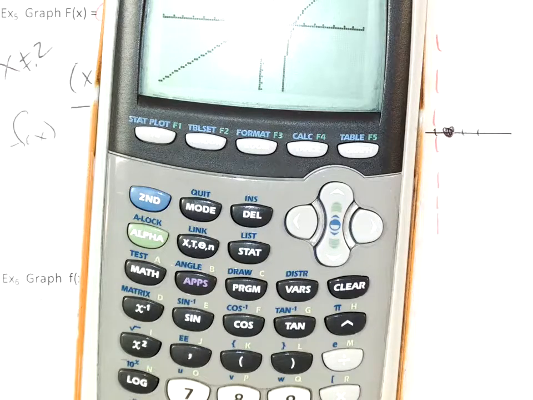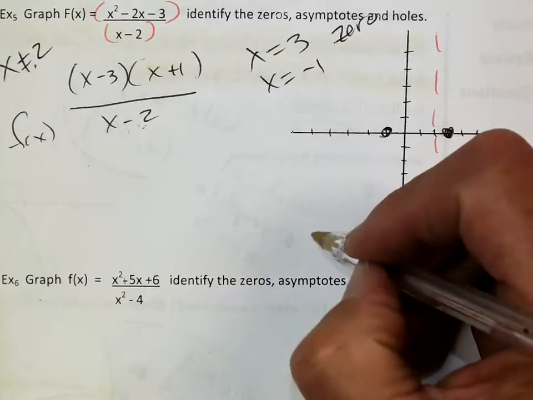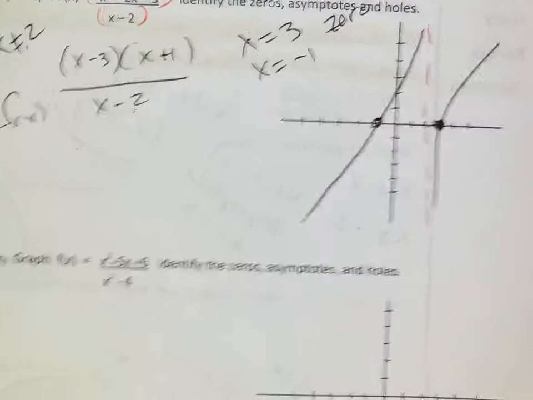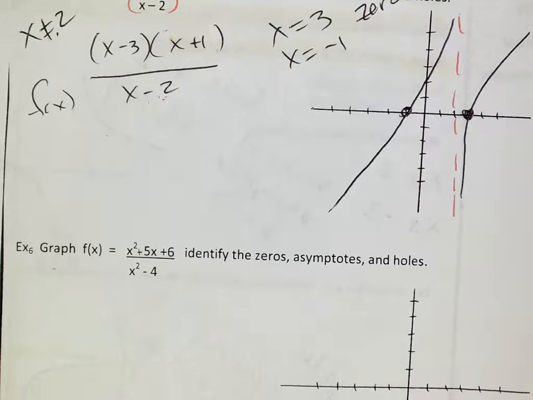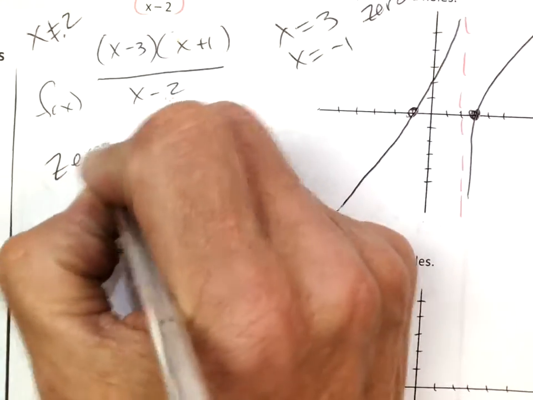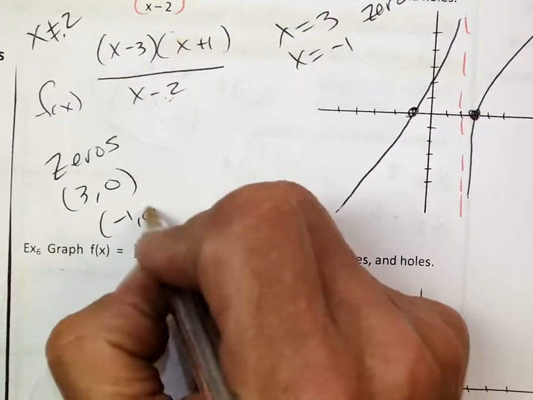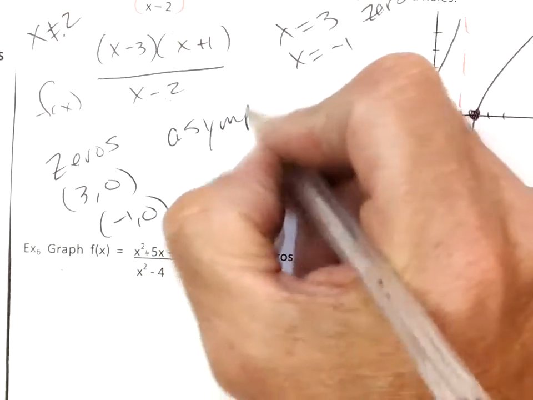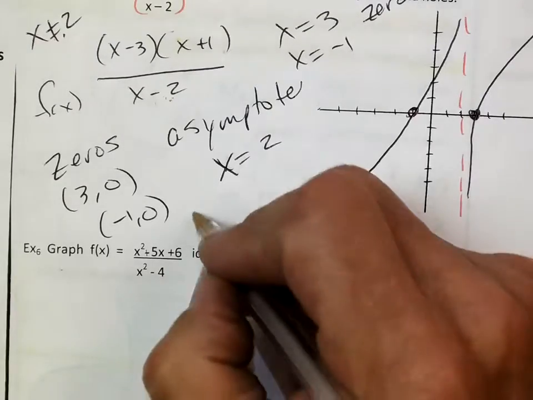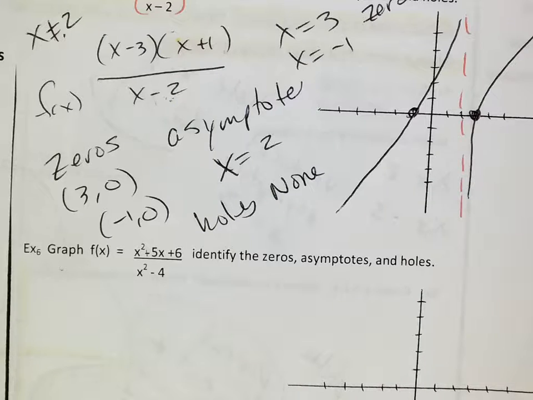So we've got a picture of it. And guess what? It's going to go through. It does go through here, doesn't it? And it goes through here. And there's my graph. So, identify the zeros. That's easy. The zeros are at (3, 0) and (-1, 0). My asymptote is at x equals 2, right? And the holes? None. There are no holes.